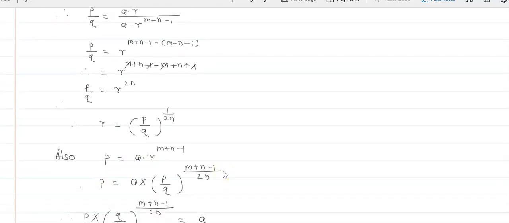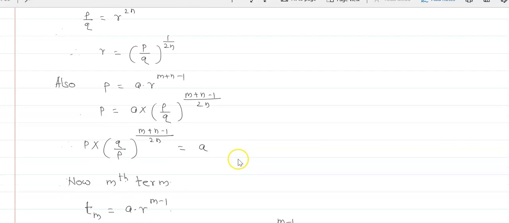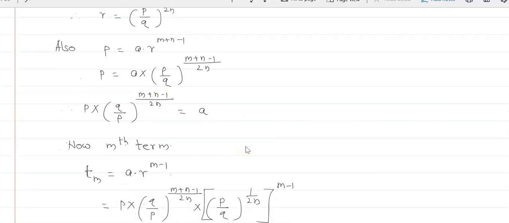therefore if we substitute the value of r, which is p upon q raised to 1 upon 2n, in r raised to m plus n minus 1, therefore p is equal to a into p upon q raised to (m plus n minus 1) upon 2n. And if we simplify this, you will get p into q upon p raised to (m plus n minus 1) upon 2n, that is equal to a. This is the value of a.